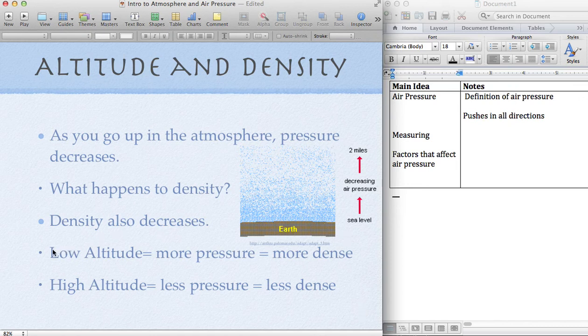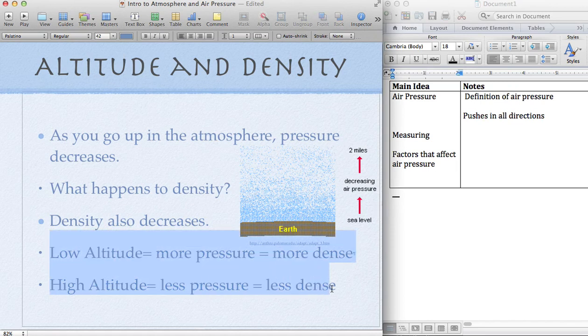These relationships are super important, and I would highly recommend that you get those straight into your notes. At low altitude, there's more pressure, the air is more dense. At high altitude, there's less pressure, the air is less dense.